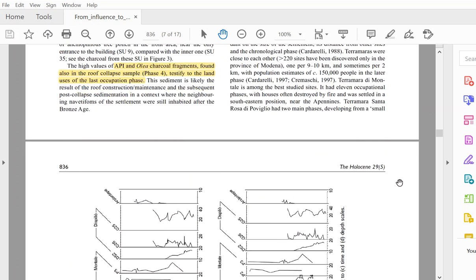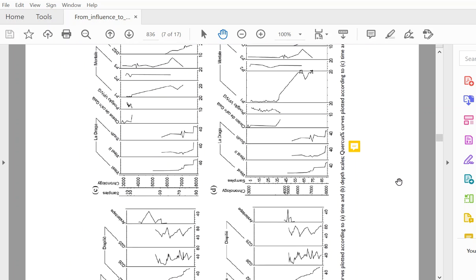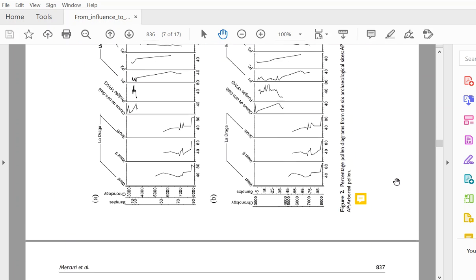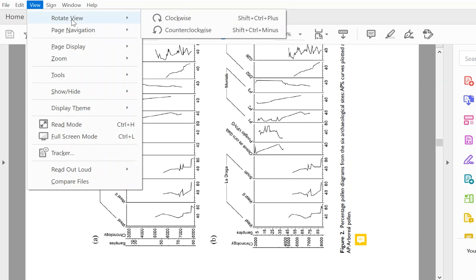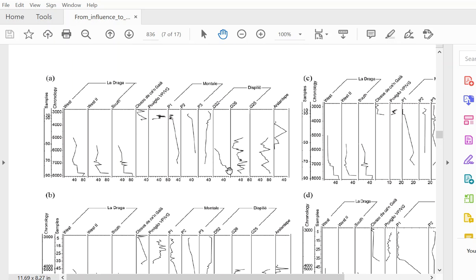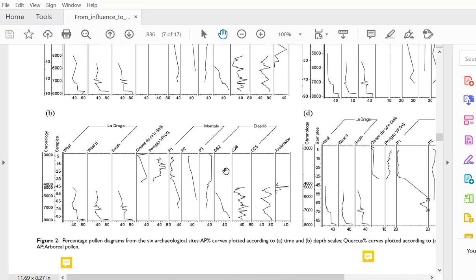So let me skip down here. Now, as you look through this, you'll see a lot of the science being used in these charts. Now, you're looking at a PDF, so what you need to do is go up to View, and then Rotate View. Let's see, I need to rotate it that way so that the chart looks normal and you can read it straight on. So this is figure 2. It shows the percent of pollen in 6 archaeological sites.